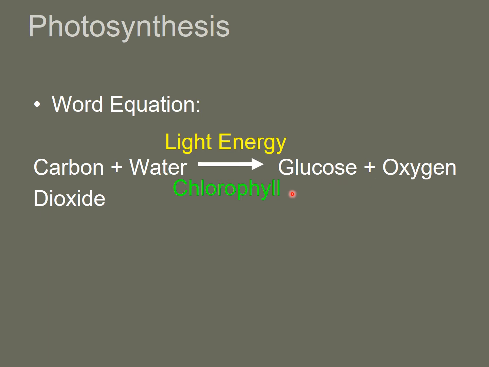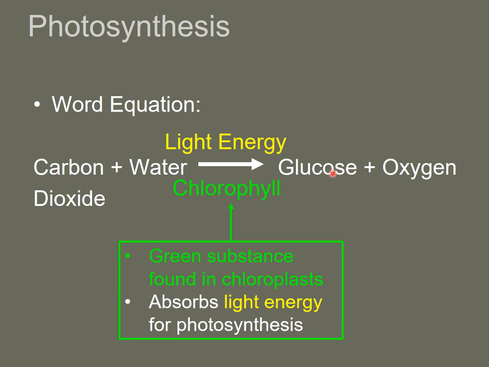Now what we also have in photosynthesis is these things above and below the arrow. So we've got light energy, or light, above the arrow, and we've got chlorophyll below the arrow. Now they're there because they are not reactants. So they're not being changed in the reaction in the same way that these two things are being reacted together to produce these two products. So we want to think a little bit more about these two substances.